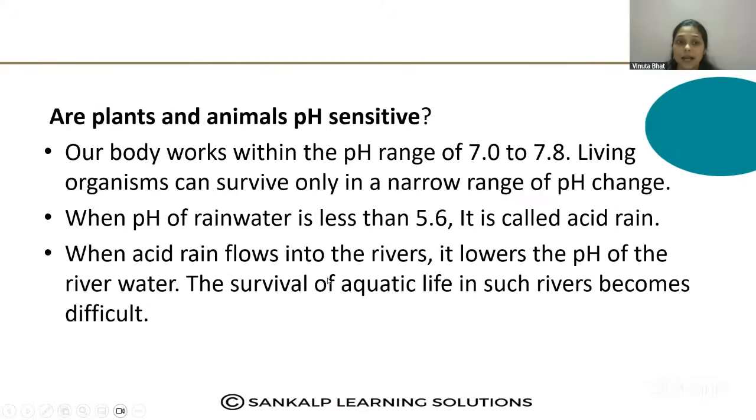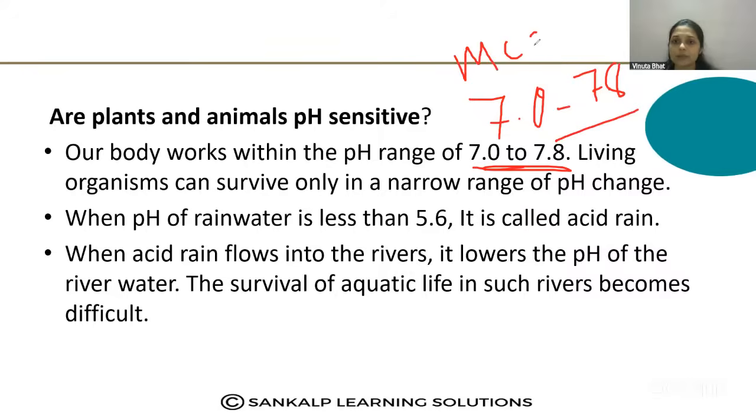So, are plants and animals pH sensitive? Are they sensitive to pH? What is the range of pH in our body? Our body works within the pH range 7 to 7.8. The pH level is 7.0 to 7.8. Very important for MCQ. Okay.